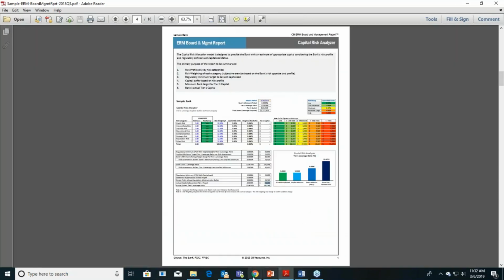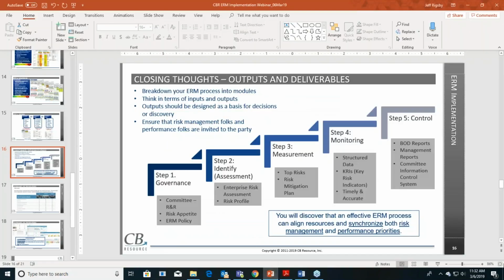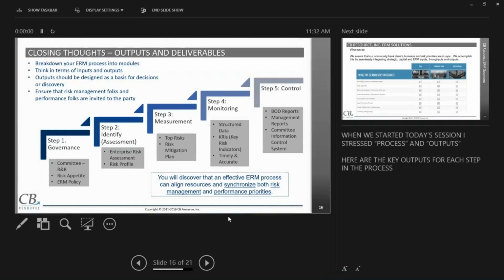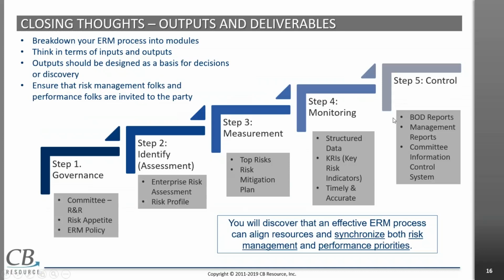If you'd like more detail on that, I'd be happy to discuss it with you because capital planning and enterprise risk management are literally attached at the hip from a process standpoint. And with that said, I think we're probably butting up against our time. If anybody else has any questions, please feel free to submit them to us.